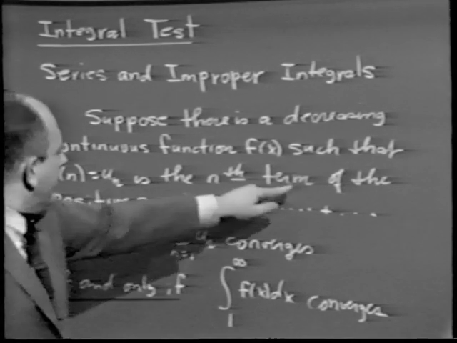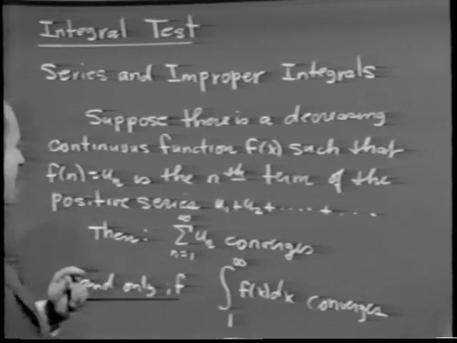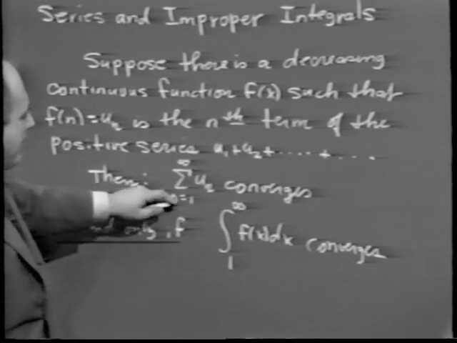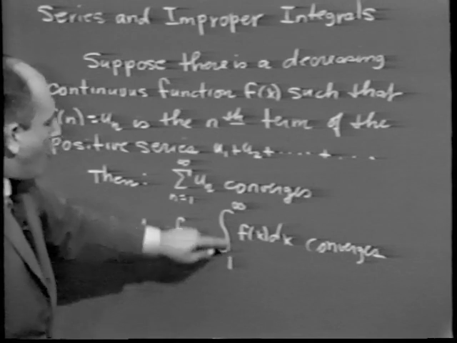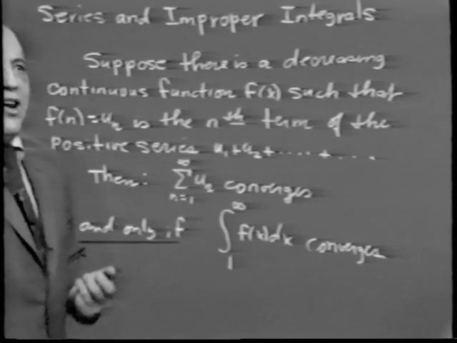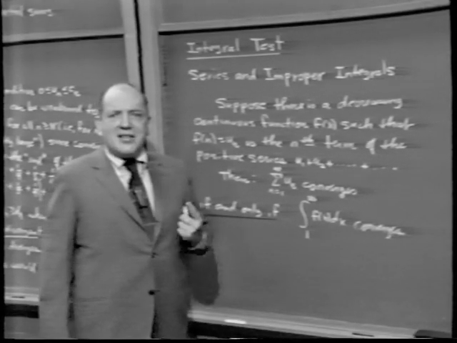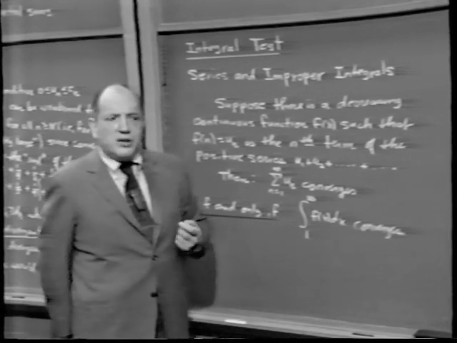where u sub n is the nth term of the positive series u1 plus u2, etc. Then what the integral test says is that the series summation n goes from 1 to infinity u sub n and the integral from 1 to infinity f of x dx either converge together or diverge together. In other words, we can test a particular series for convergence by knowing whether a particular improper integral converges.